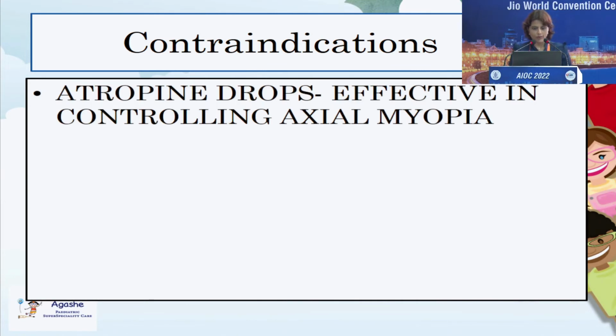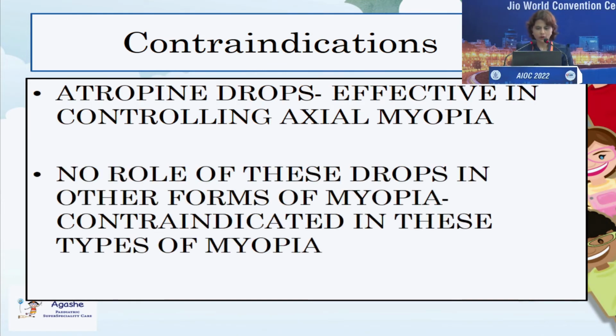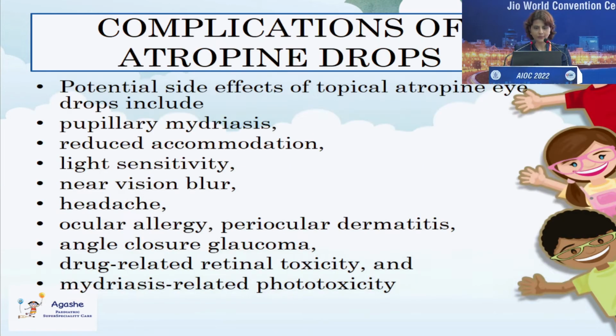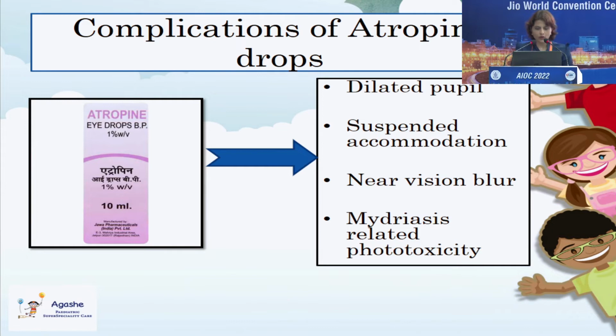Okay, so atropine, as I said, is effective in controlling axial myopia and not in the other types of myopia, demonstrated through the case examples. Now we know atropine 1% eye drops leads to a dilated pupil. It causes suspended or loss of accommodation. It causes near vision blur, photophobia and mydriasis related phototoxicity.